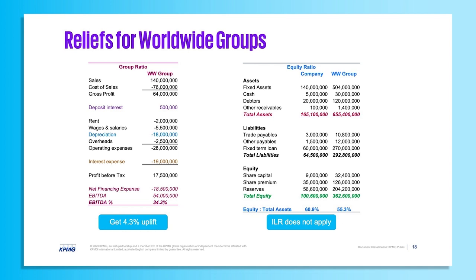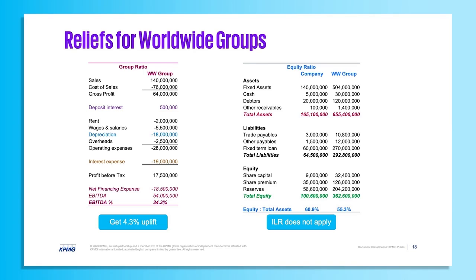In contrast, the equity ratio provides for full relief from an ILR restriction and compares the company's ratio of equity, being your share capital, share premium and reserves, to total assets with the group's ratio of equity to total assets. Provided the company's ratio of equity to total assets is greater than, equal to, or not more than 2% less than the worldwide group's ratio of equity to total assets, no ILR restrictions should apply.